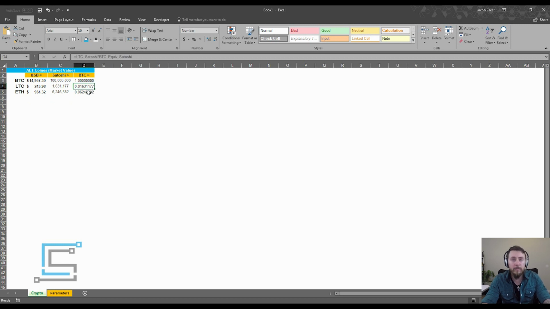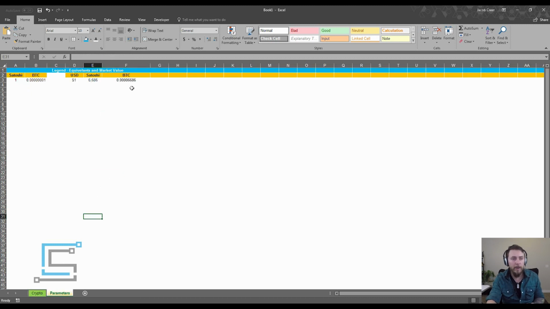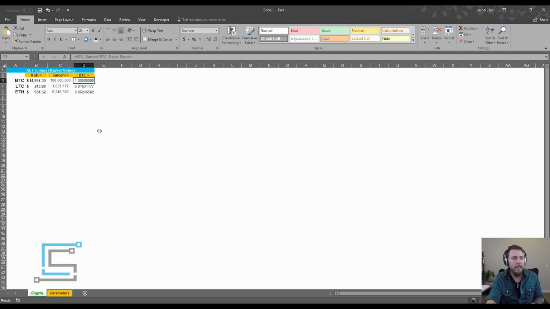As you can see, to get one Litecoin at 243 is going to cost you 0.016 Bitcoin. Ethereum is going to cost 0.06 to get one Ethereum. So you can now see that we have a form of measurement to work with, whether we want to use USD, Satoshi, or Bitcoin, and our parameters are set up. For those of you that may remember, Bitcoin hit just over 20,000, depending on the exchange you were watching. I use GDAX.